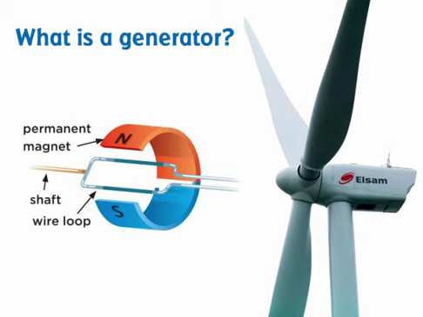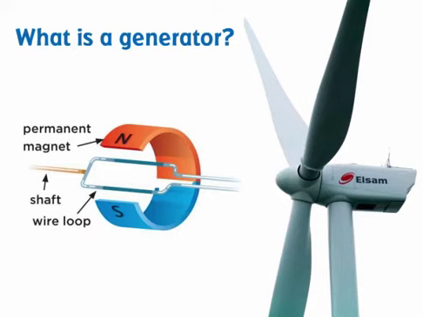Mechanical energy turns the wire loop between two magnetic poles. The magnetic field produces an electrical current in the wire. As the wire gets closer to the magnetic poles, electric charges are pushed through the wire. The moving electrical charges make an electric current.